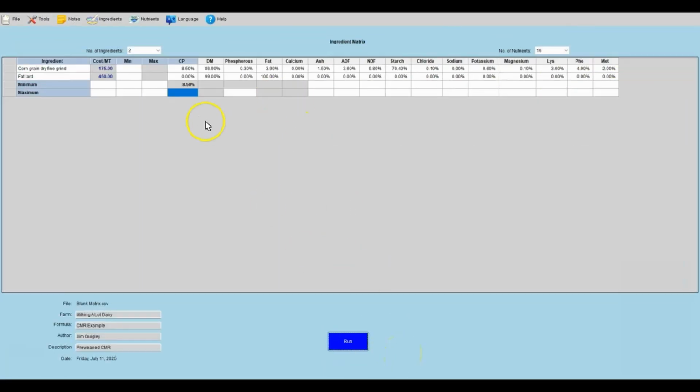Now let's combine constraints. I'll set a dry matter minimum of 88% and a crude protein minimum of 8.5%. To meet the protein requirement, the ration must be 100% corn. But corn has a dry matter of only 86.9%, so it fails the dry matter requirement. These two constraints conflict and the solution becomes infeasible. If I reduce the dry matter minimum to 86%, the solution becomes feasible again.